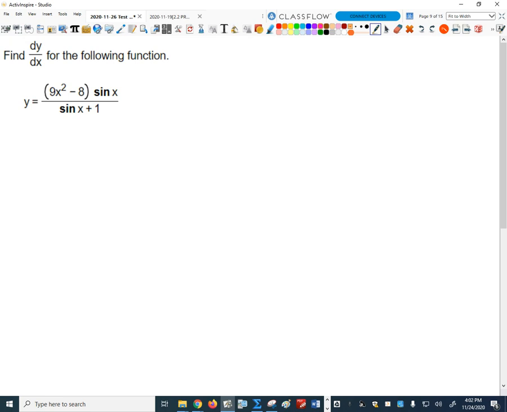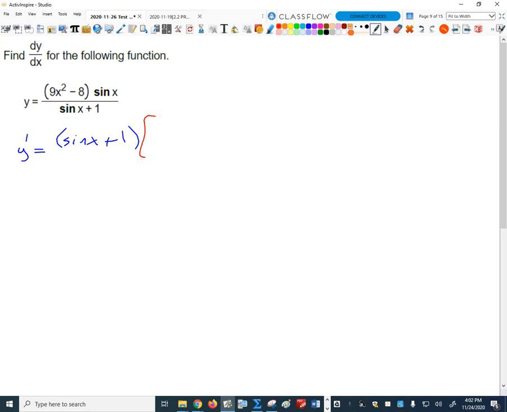Okay, so this is a little tougher one. Find dy dx for the following function. So we're calculating a derivative. What's tough about this is it's a quotient rule, and I've got a product in the numerator. So this one takes just a little bit of work. Y prime equals, so we're going to follow our quotient rule. So we're low d high minus high d low over low squared. So we've got the denominator, sine x plus 1, times the derivative of the top. Well, the derivative of the top is going to be a lot of stuff. So we've got a product rule up here.